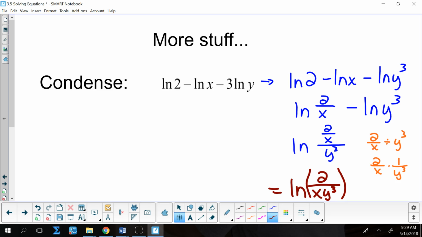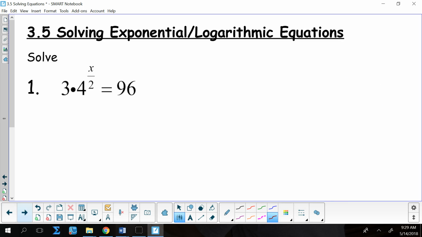So that is what you should have gotten out of the flipped videos. Okay? Solving exponential and logarithmic equations. I'm a step kind of a guy. I like to do steps. The first step in a solving type problem is you need to isolate.